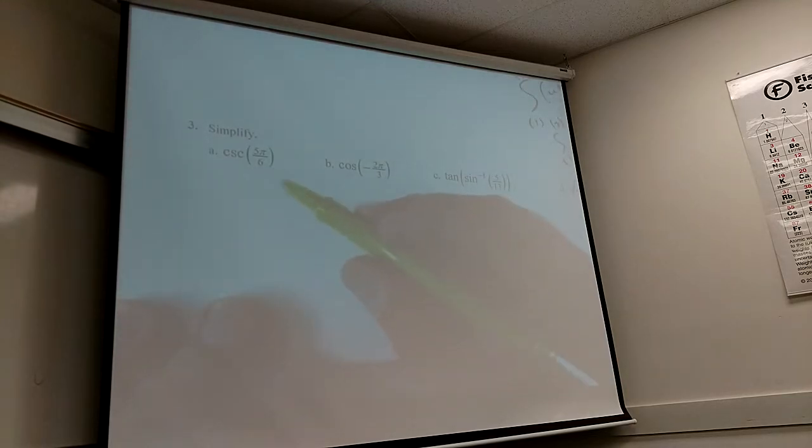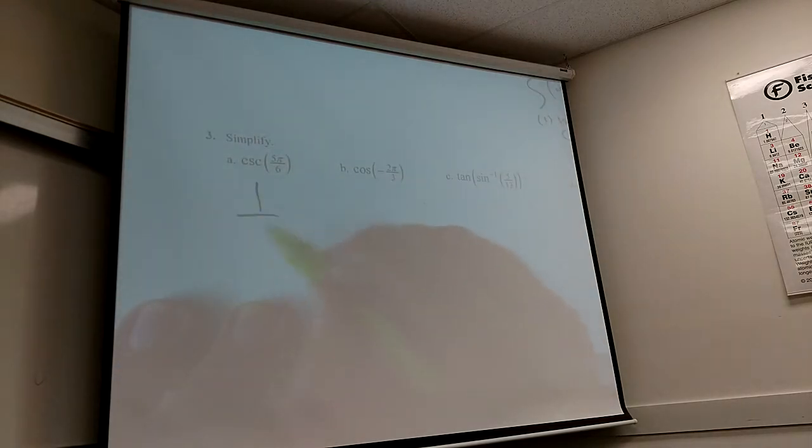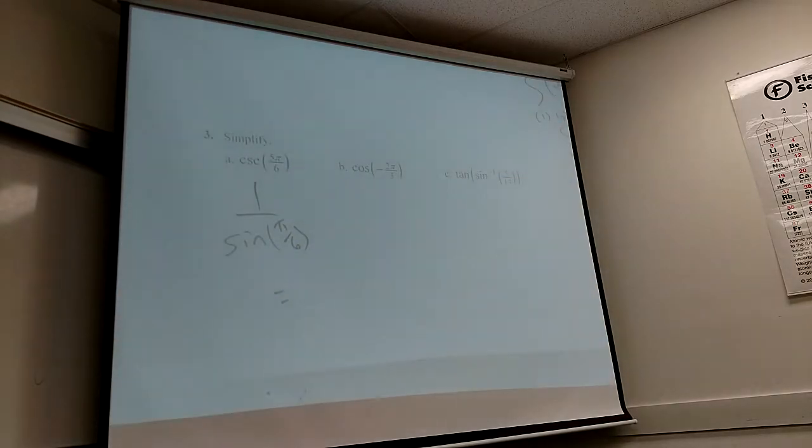So what about these guys? These should have been real quick. So what is this really? This is going to be 1 over sine. What quadrant am I in? Yeah, so sine is going to be positive. The reference angle is pi over 6. What's sine of pi over 6? 1/2. Yeah, 1/2. So it'll be 1 over 1/2. That'd be 2. I like it.